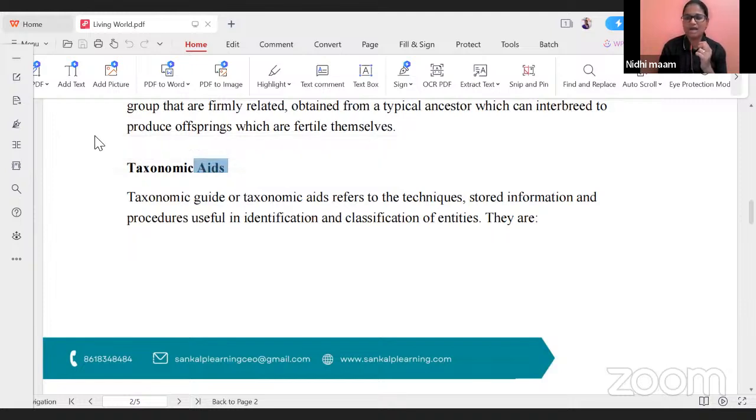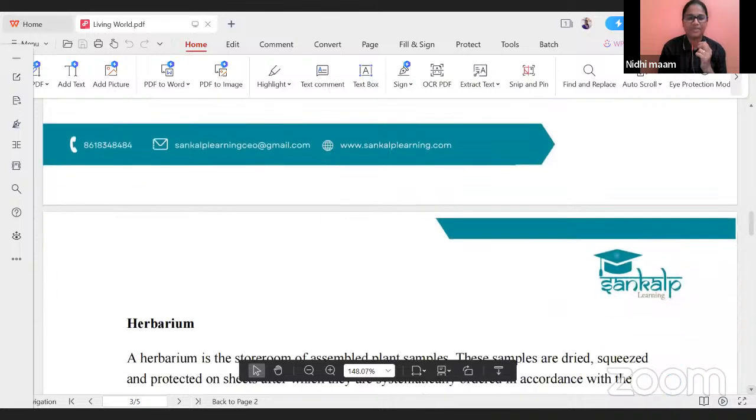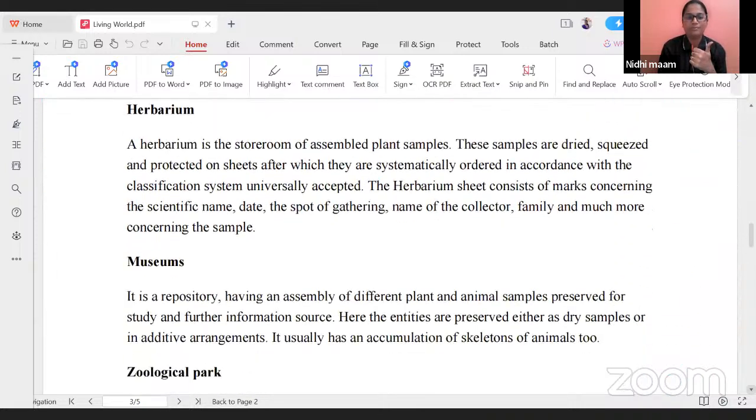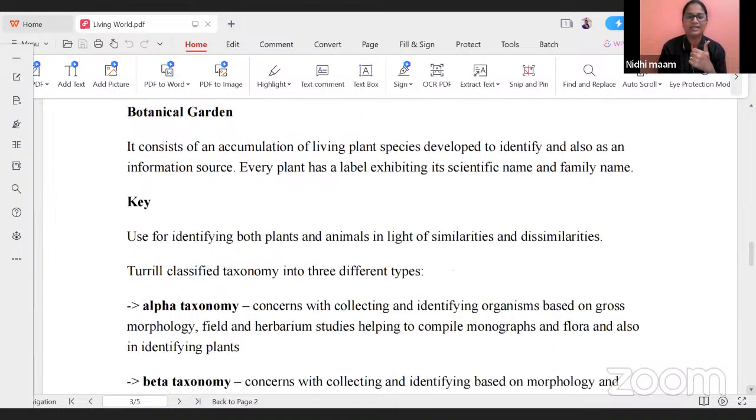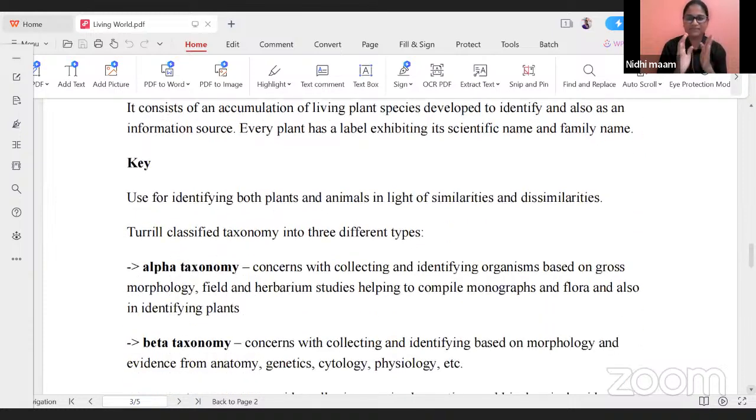Let us see which all are the taxonomic aids. Herbarium, museums, zoological park, botanical garden, key. So regarding this, we will discuss later. Now we will start with solving the questions.